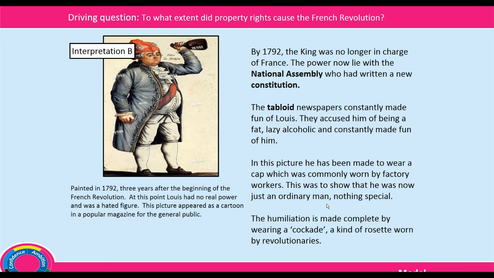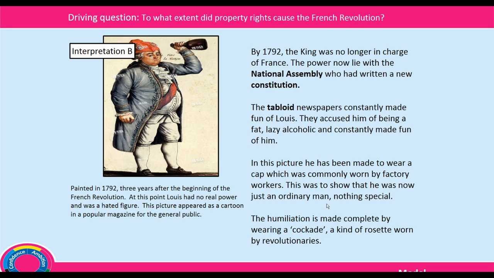Interpretation B. Painted in 1792, 3 years after the beginning of the revolution. At this point, Louis had no real power and was a hated figure. This picture appeared as a cartoon in a popular magazine for the general public. By 1792, the king was no longer in charge of France. The power now lay with the National Assembly, who had written a new constitution.